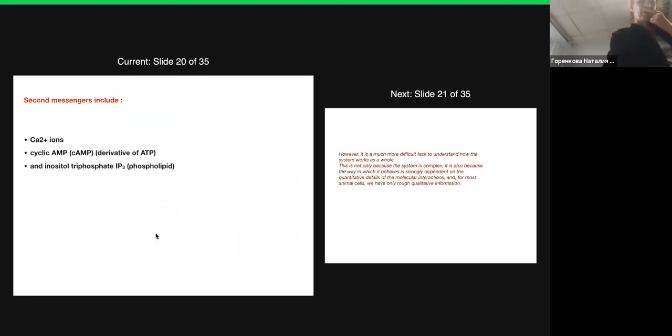What else? Oh, a very modest slide. The second message is included. A lot of the reaction goes with calcium messaging, of course, which I expand on in the fourth lecture, along with cyclic AMP and adenosine triphosphate. Basically, there's no point in going into a lot of details because we'll go through that again and again.